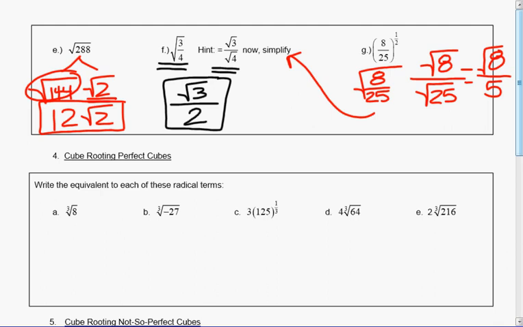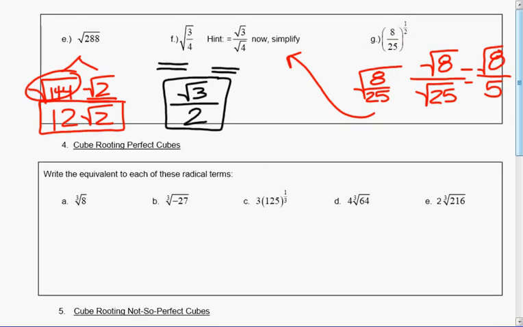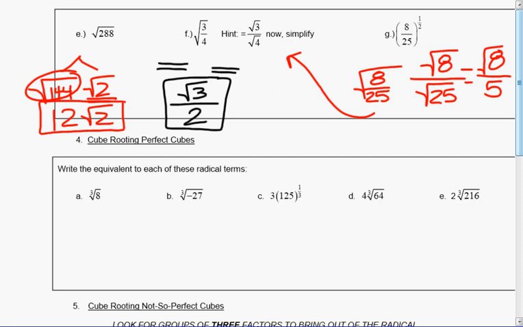So I'm just going to write down here, and I'm going to have the square root of 8 over here. So how do I break this down? I'm thinking of a number that's a perfect square that goes into 8.